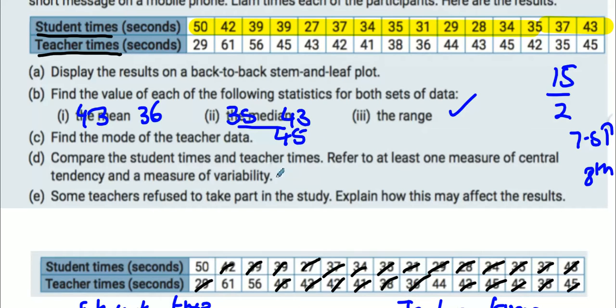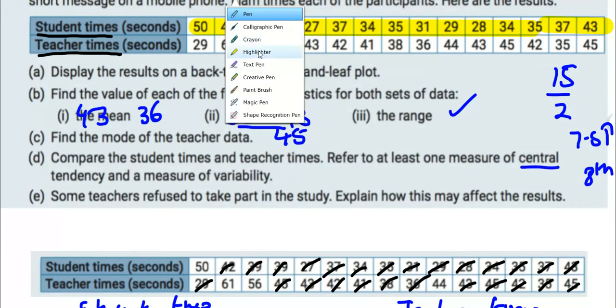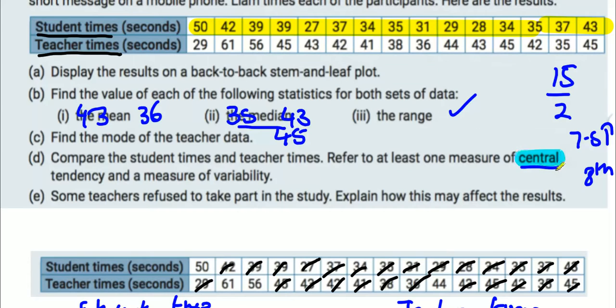Now, compare the students' times and teachers' times. Refer to one measure of central tendency. Now, when you see the term central tendency, right? You're allowed to mention mean, mode, median. They're the only ones you're allowed to mention. Okay? So here's what we're going to do.